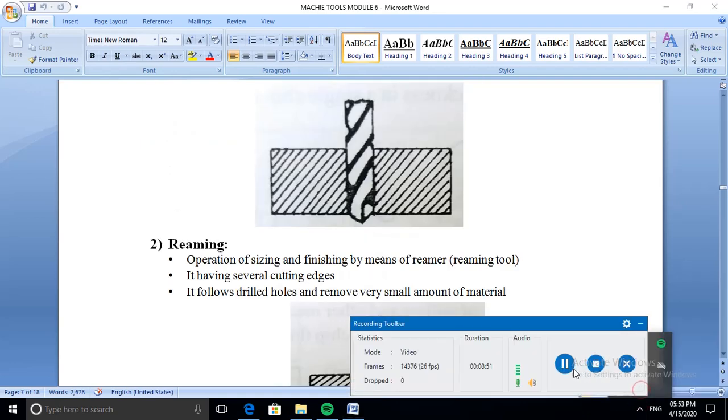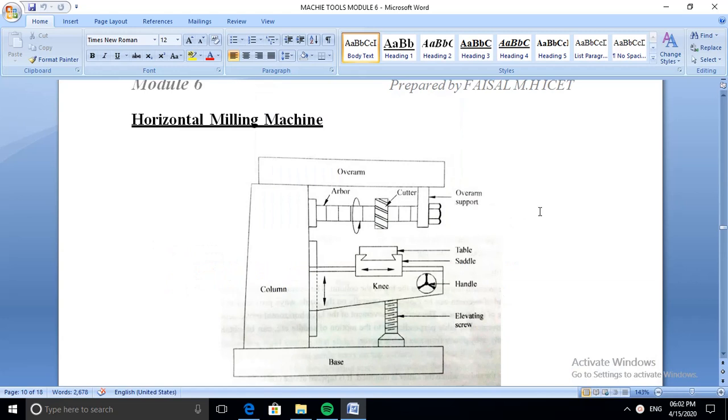Okay, thank you. Next we are going to the milling machine. That is another machine tool. In the case of a milling machine, the basic principle is almost the same as that of a drilling machine. The cutting tool is continuously rotating, acting against the workpiece. The main difference compared to the drilling machine is that the cutter has a number of cutting edges.